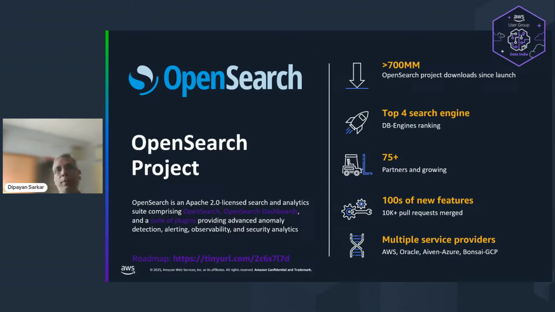Now, why did we move to OpenSearch? Because in 2021, there were licensing changes from Elastic and others, so we decided that we will use OpenSearch. And OpenSearch is an open source project. It's an Apache 2.0 licensed search and analytics project, right? Anyone can go into this OpenSearch project and contribute.